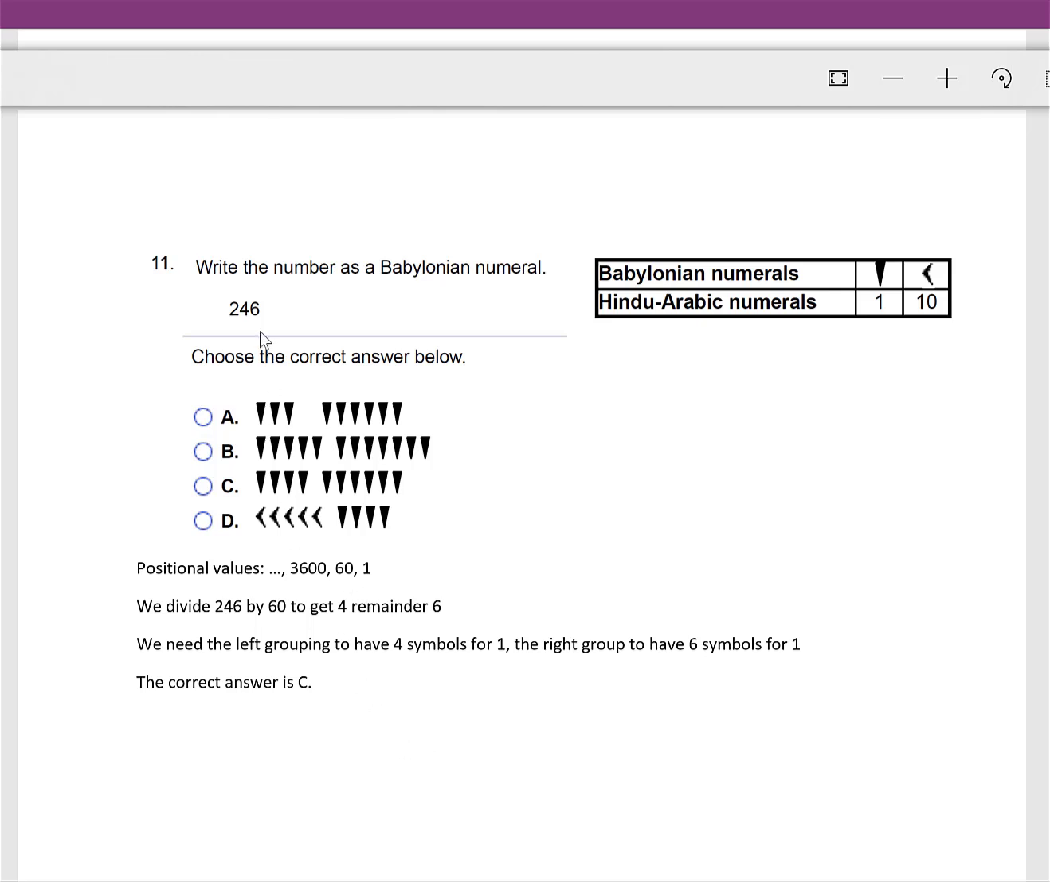So we're going to take 246 and we're going to divide by 60. And we get 4 with a remainder of 6. So we need to have the left grouping to have 4 symbols for 1, and the right grouping to have 6 symbols for 1. And we see that answer there with choice C.